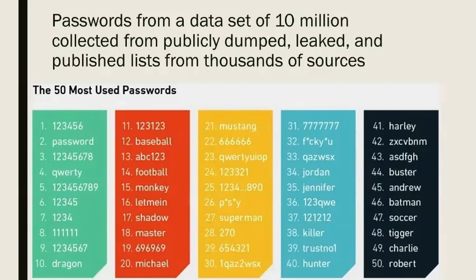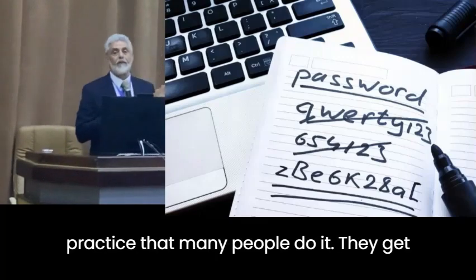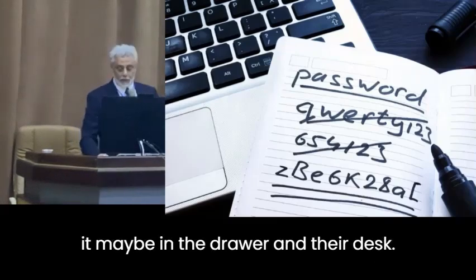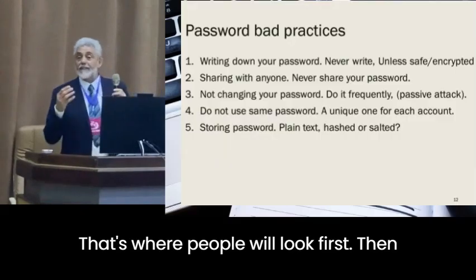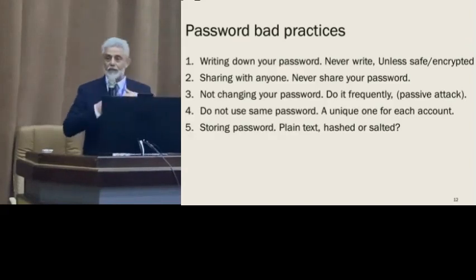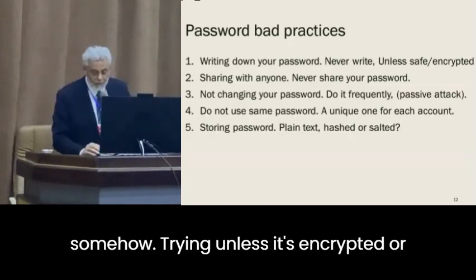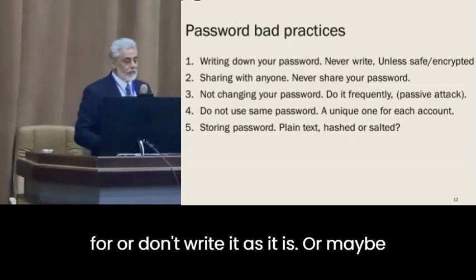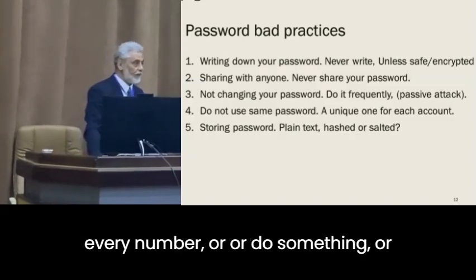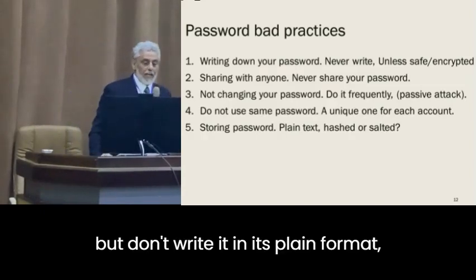So what are the practices that are done? Writing down your password. This is a practice that many people do. They get a password they can't remember, so they say, I better write it down. And they put it maybe in the drawer on their desk. That's where people will look first, and they'd find you probably have some password written there somewhere. So never write down a password, unless it's encrypted, or don't write it as it is. Maybe write an opposite character, or duplicate every number, or reverse the alphabet, but don't write it in its plain format.